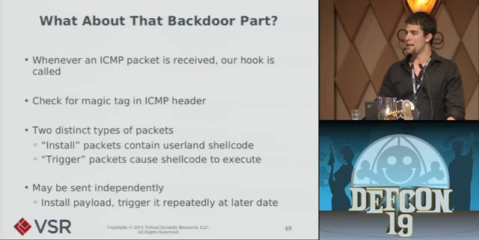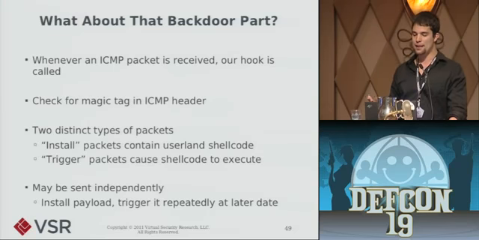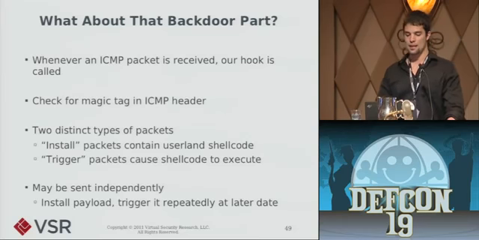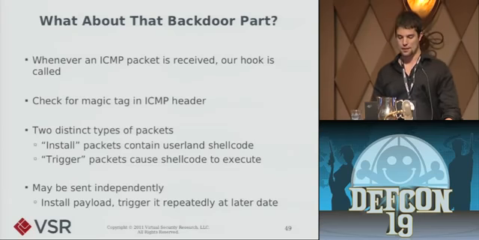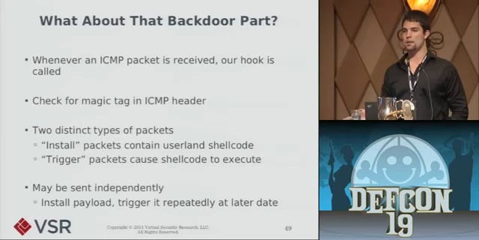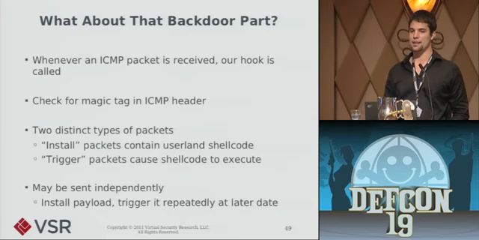And I decided that I wanted to have two distinct kinds of packets to handle. I wanted to have an install packet, and what I want that to do is cause it to keep shellcode that I put in the ICMP packet around for later, just let it sit in kernel memory somewhere. And then I wanted to have a trigger packet that causes that shellcode to execute somehow. And this is userland shellcode that I want to be dealing with. And these packets should be able to be sent independently, so you can install a payload and come back a week later and cause it to trigger repeatedly.